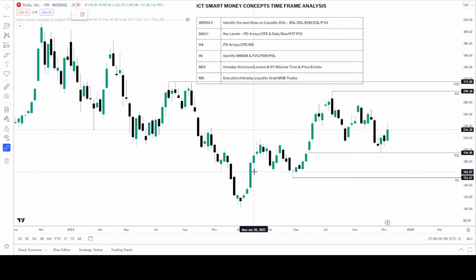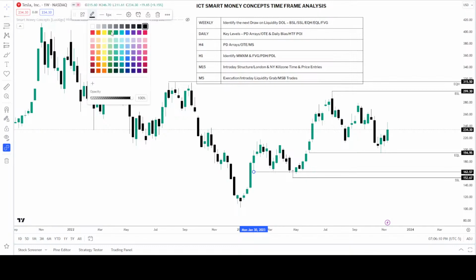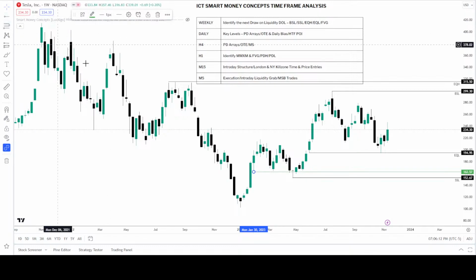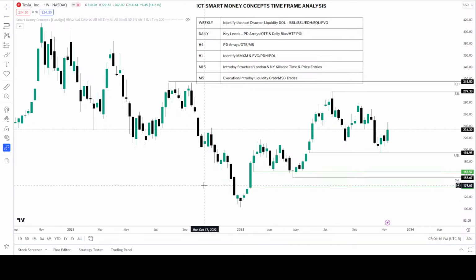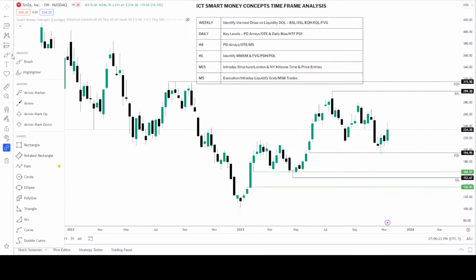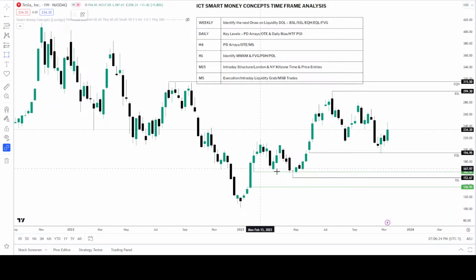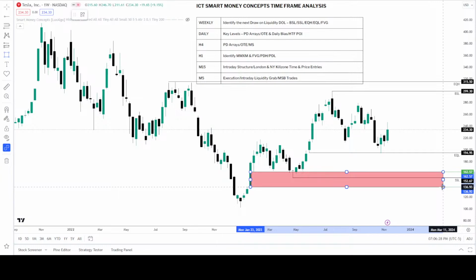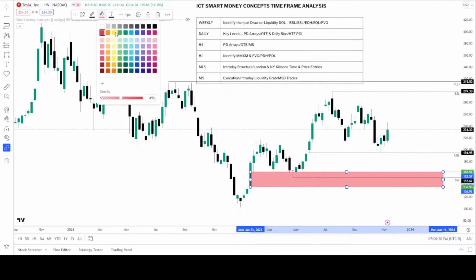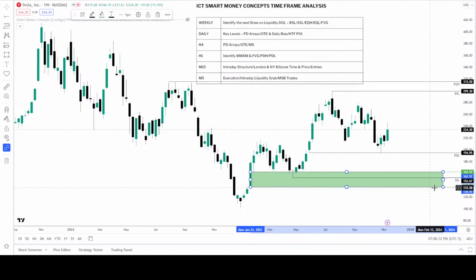And I like to do those in green. So we got our fair value gap open. You can also use rectangle boxes. I've been preferring to use just lines. But if you use rectangle boxes, you're going to use the brush tool over here, grab shapes, and you're going to do something like that. Okay, and it will be green because it's a bullish fair value gap. You can do it however.